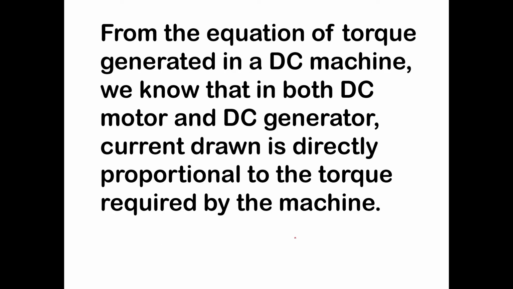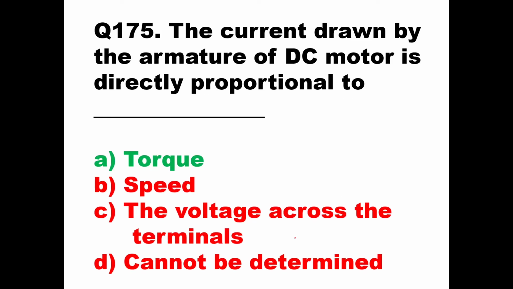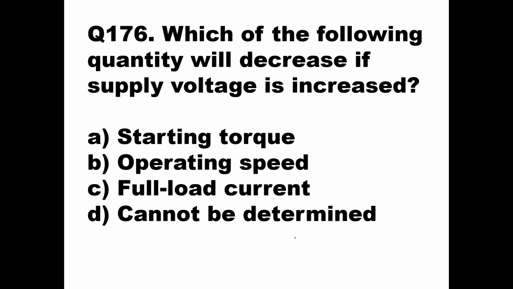So here you can see the explanation. From the equation of torque generated in a DC machine, we know that in both a DC motor and a DC generator, the current drawn is directly proportional to the torque required by the machine. Torque is your bending moment. Okay, so a bending moment is called torque, and your DC current drawn will be proportional to the torque. So here option A, torque, will be the right answer. Then we'll go to the next question. Question number 176. Which of the following quantities will decrease if supply voltage increases?